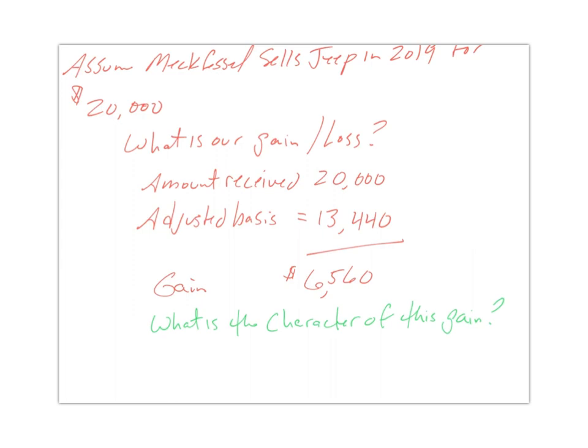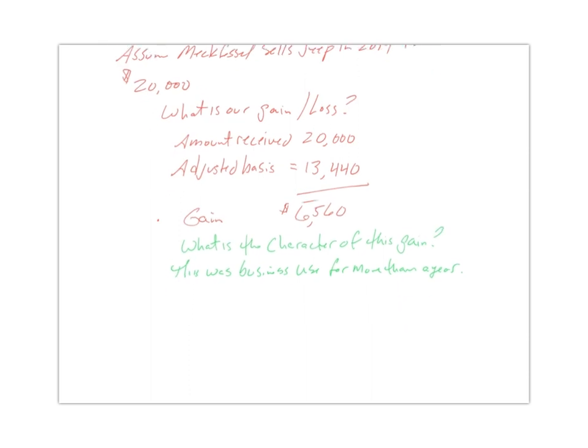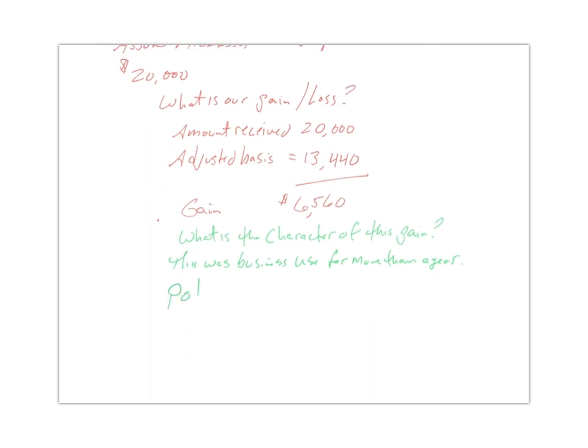So, was this asset used in our business for a year or more? Yes. So, this was business use for more than a year. So it's potentially Section 1231 gain. All right. But what do we have to do?